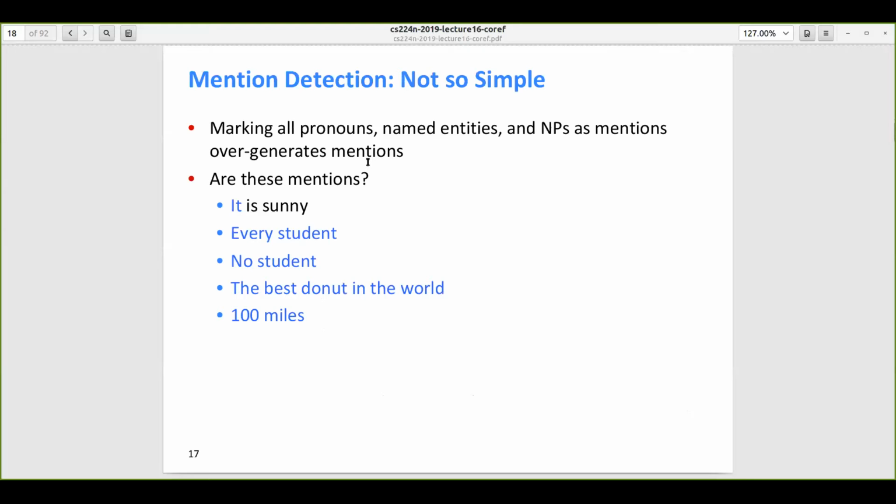So mention detection is not an easy task. For example, when we say something like "it is sunny," what exactly is the word it referring to? Sometimes there might be examples where it could refer to something, but there could also be sentences where it doesn't really refer to something concrete, like "it is sunny," and "every student," "no student," "the best donut in the world." These are all examples where the span of text, the words, are not really referring to something specific in the real world. So that's where mention detection gets very tricky.